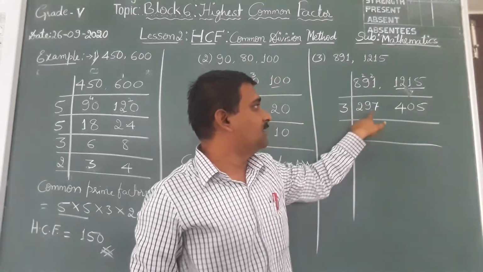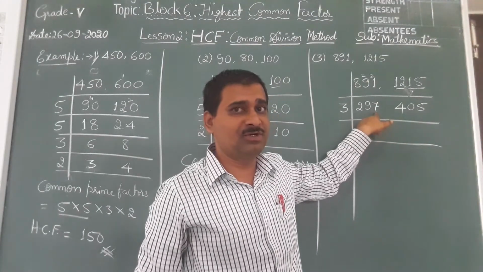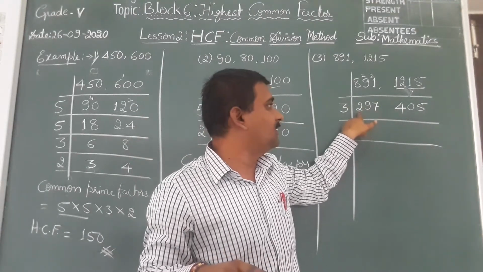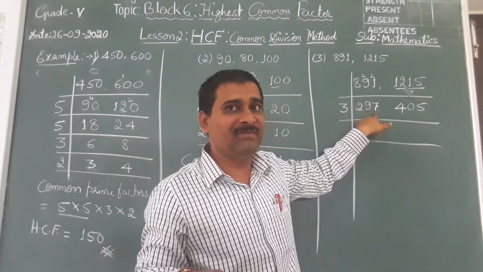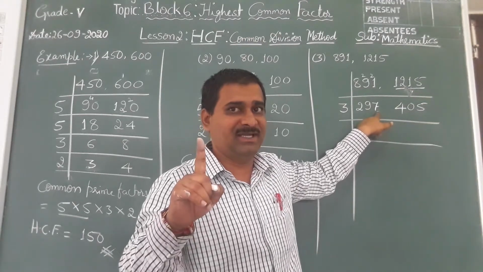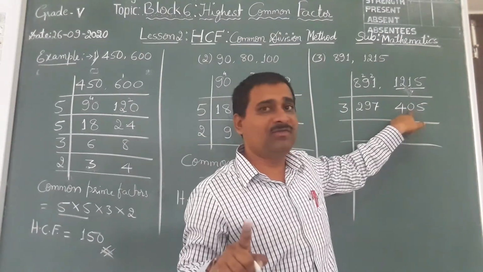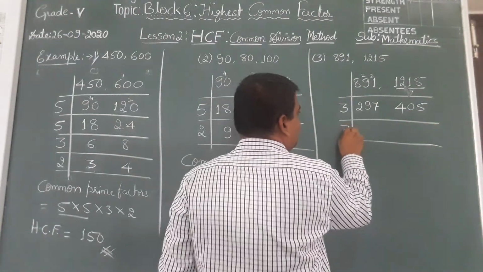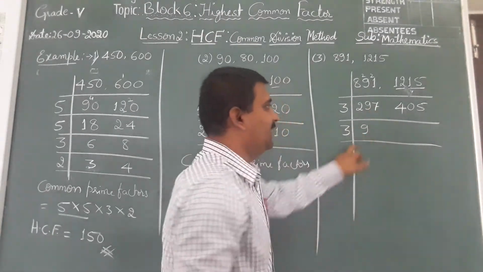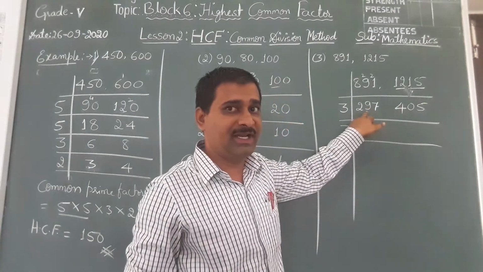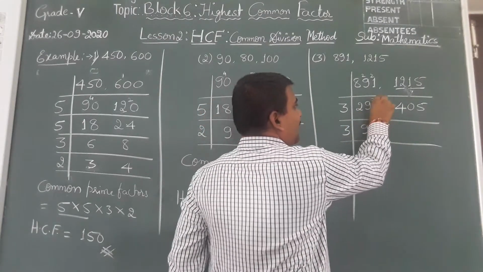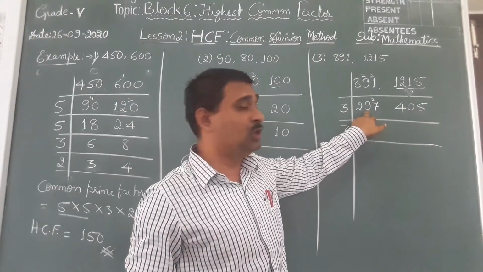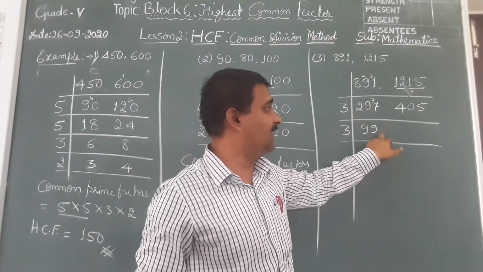Again, it is not possible with 2 because there is no 0 in the ones place. Next, check 3. To check 3, add digits. 2 plus 9, 11, 11 plus 7, 18. 18 is divisible by 3. Yes. 4 plus 0, 4, 4 plus 5, 9. 9 is also divisible by 3. Now again both are divisible by 3. 3 9s are 27. Out of 29, 27 gone, 2 remains. Again 27, 3 9s are 27, and 2 remains.